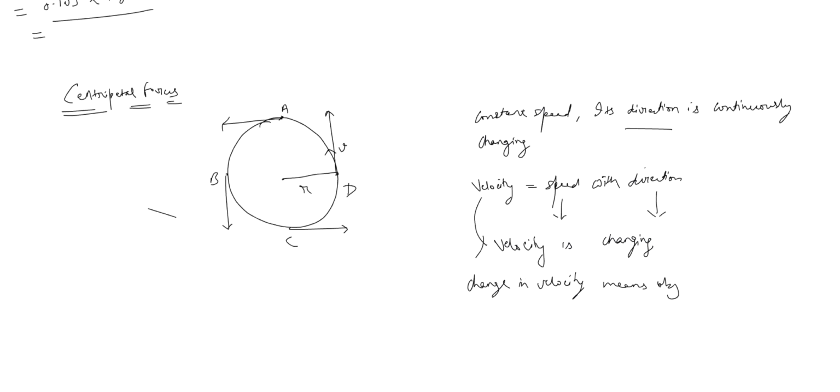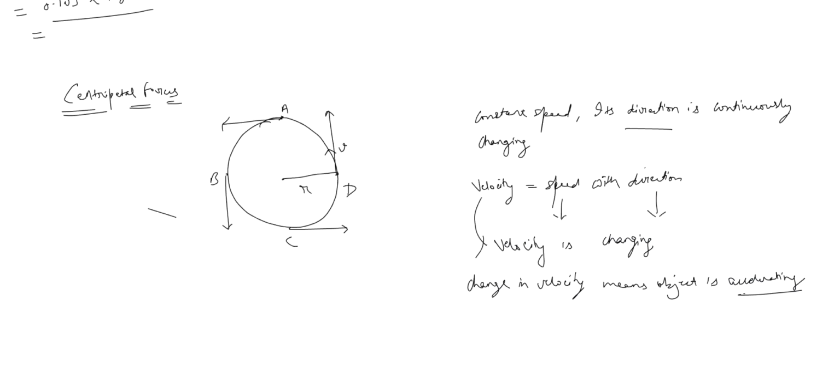Object is accelerating, right? So what we can see here in this circular motion, the speed is constant, but direction is changing. Due to change in direction, velocity is changing, and we can say that the object is accelerated.